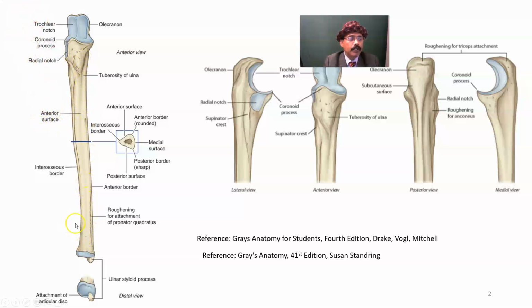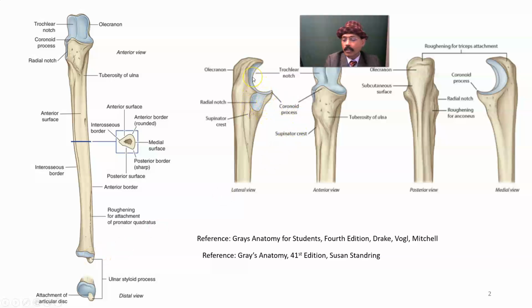The lower end is the growing end in the ulna. Here is the ulnar styloid process, and here is the attachment of the articular disc of the inferior radioulnar joint. At the radial notch, we get the attachment of the annular ligament.